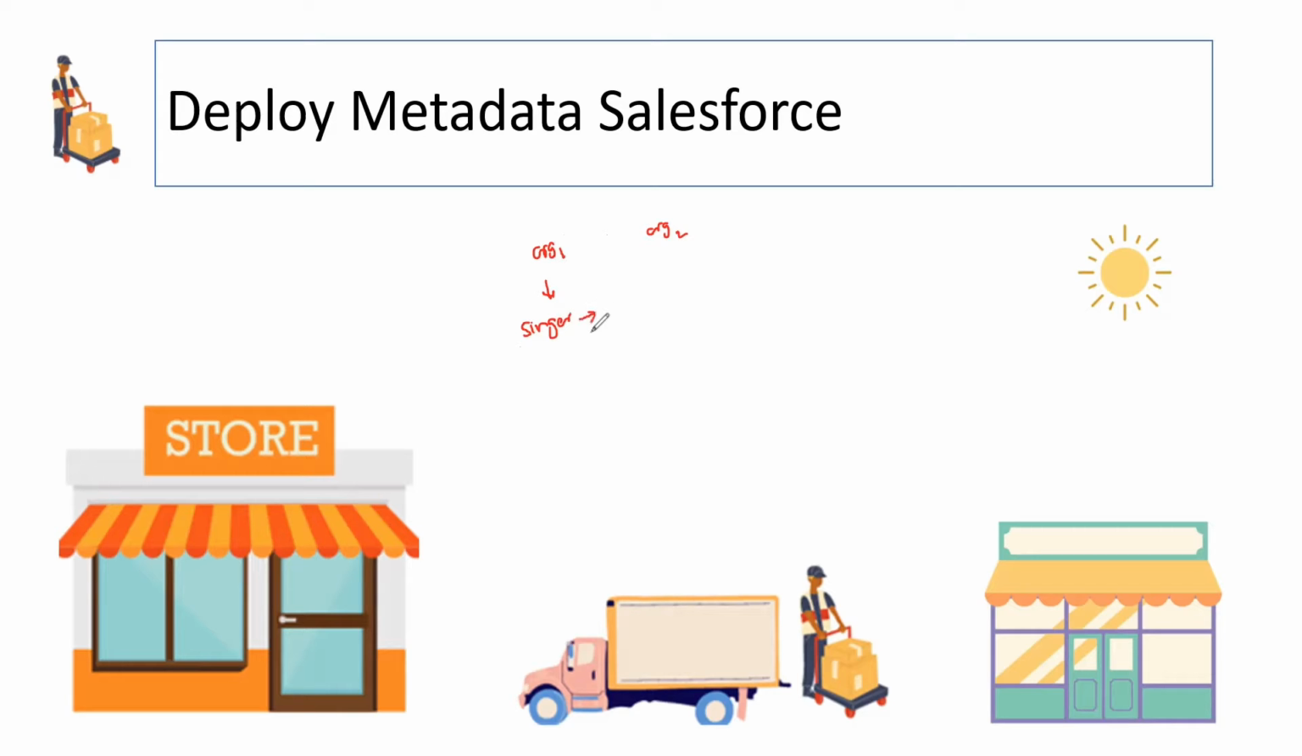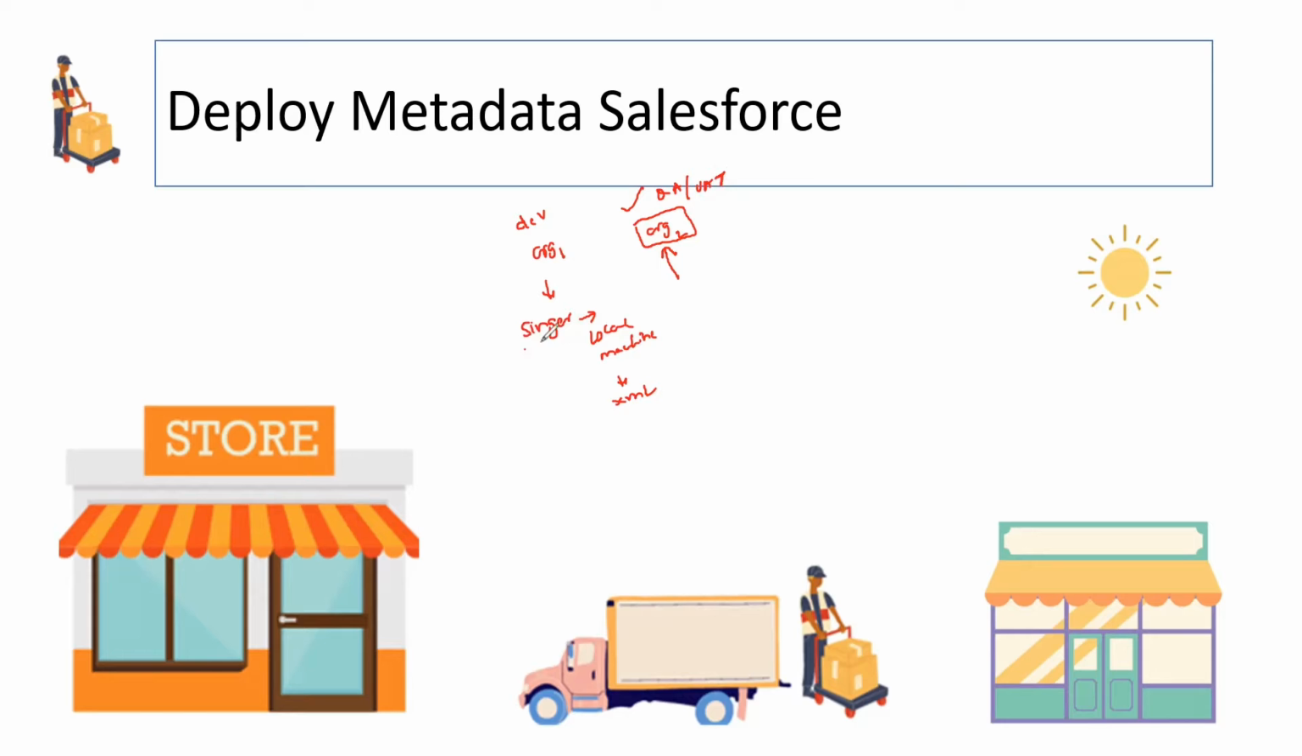We have the metadata of this object in our local machine in the form of XML. So what we want to do now is create that object in org2. In this org2, we do not have the Singer object. As a part of this migration process, we want to create that object. You can think of this org1 as your dev sandbox and org2 as a QA sandbox or a UAT sandbox where you wanted this object to be created.